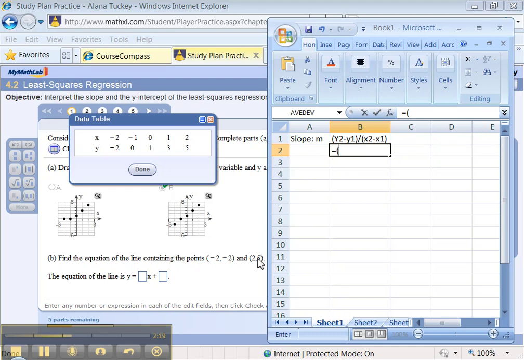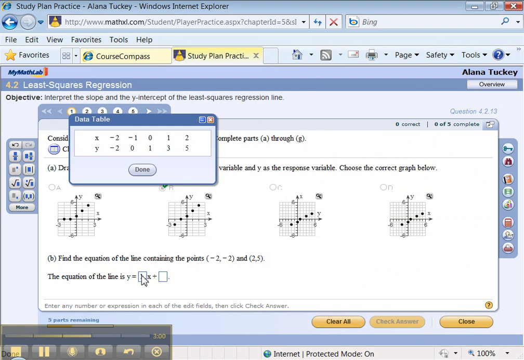Now y2, I'm going to make y2 the second y value. Never forget the points here in algebra have an x, y pair. So this is an x for 2 and this is a y for 5. So I'm going to say 5 minus a -2. Well, minus a -2 is really plus 2. We learned that in algebra class. So 5 subtract -2 is 5 plus 2. Then I'm going to divide that, parentheses, by 2 minus a -2, so that's plus 2. Close parentheses, enter. There's my slope. My slope is 1.75. So that would go in here, 1.75.